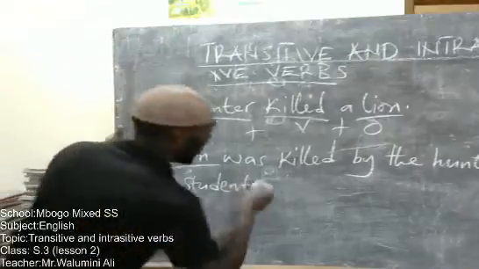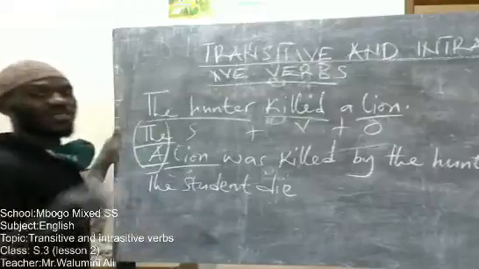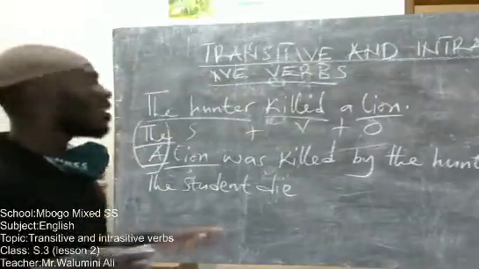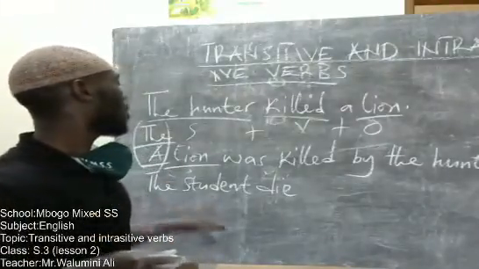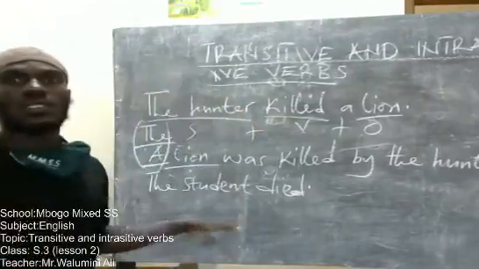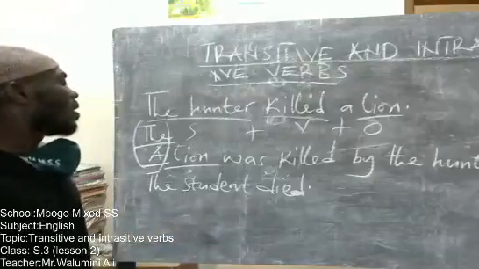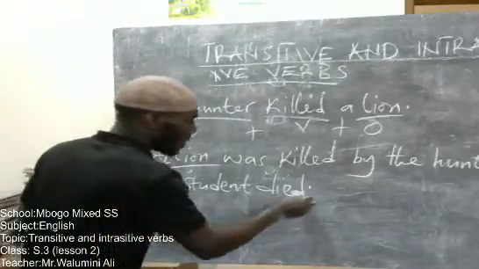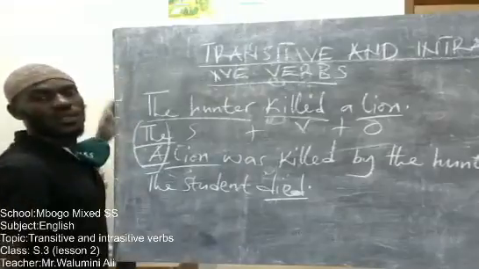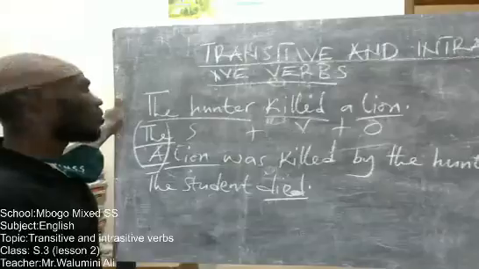God forbid, I'm not saying that you're going to die, but I'm only using this as an example for our understanding. The student died. I'm saying that, and then they ask you... because die is an intransitive verb.